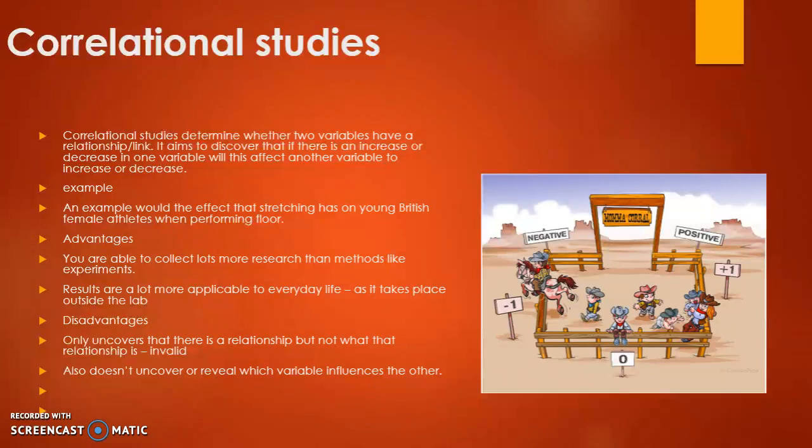The advantages with correlation is that you are able to collect lots more research than methods like experiments. Also, the results are a lot more applicable to everyday life, as it takes place outside the lab. However, the disadvantages are that it only uncovers that there is a relationship, but not what the relationship is, so therefore it's not valid, because it lacks in-depth information. Also, it doesn't uncover or reveal which variable influences the other one.